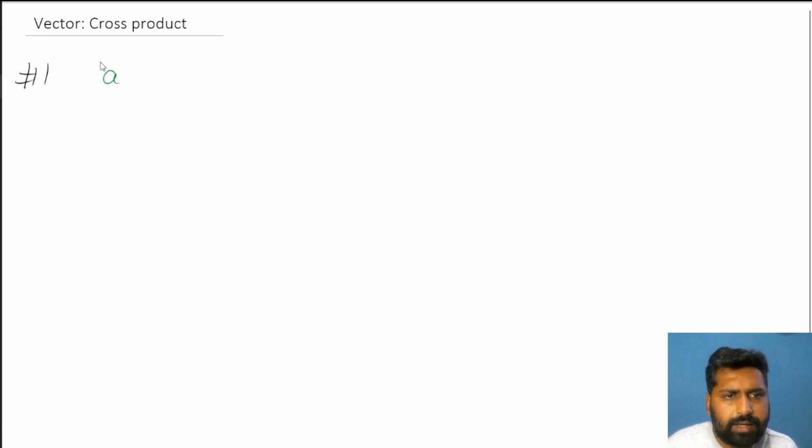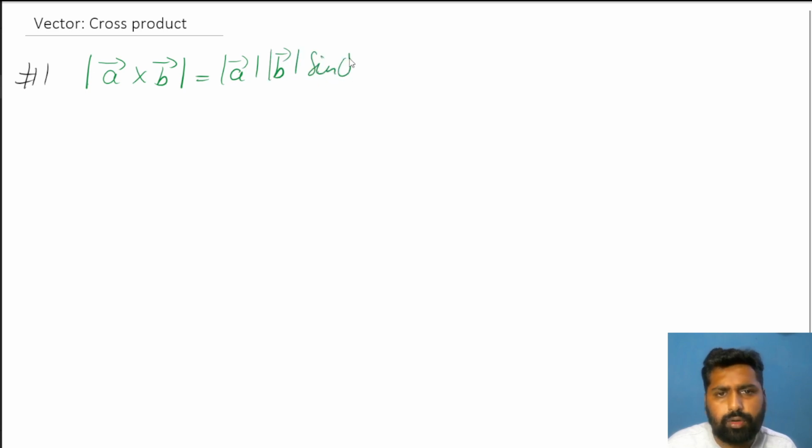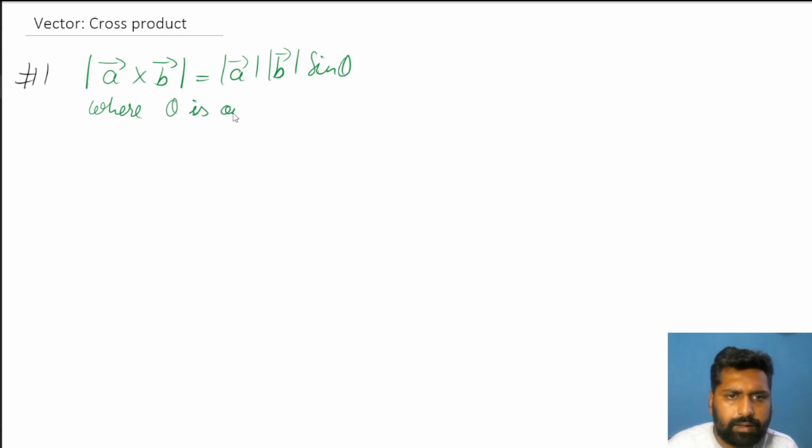it is represented by A vector cross B vector. Okay. And if you want to calculate its magnitude, it's mod A mod B sine theta. Dot product opens with cos, cross product opens with sine theta. Same thing where theta is the angle between two vectors.